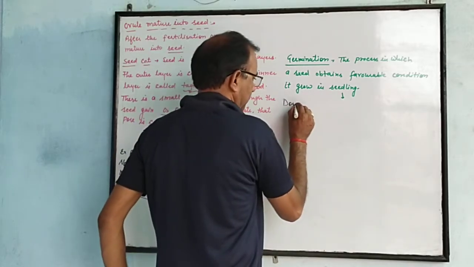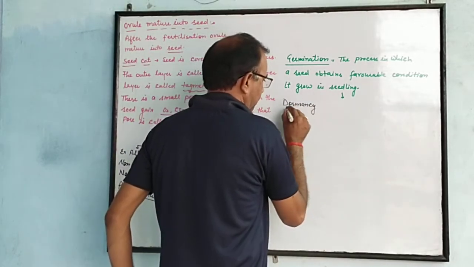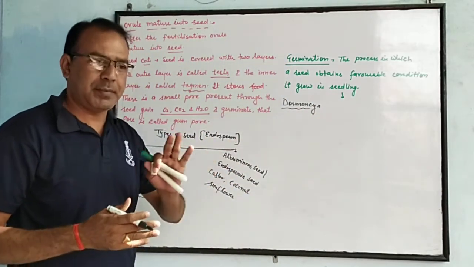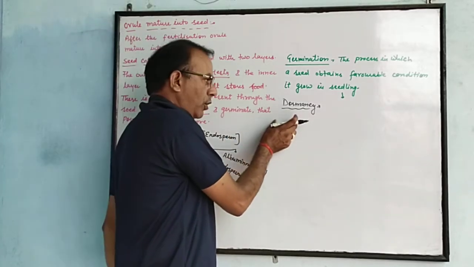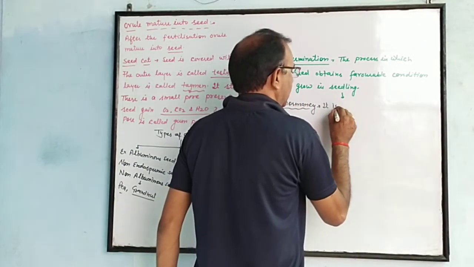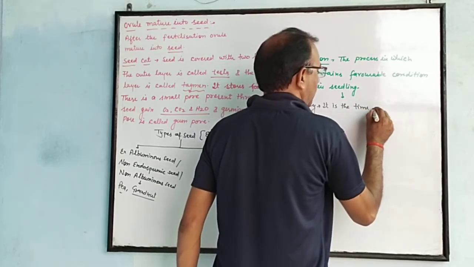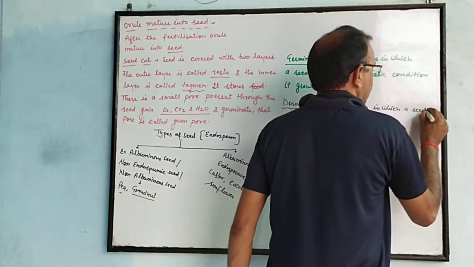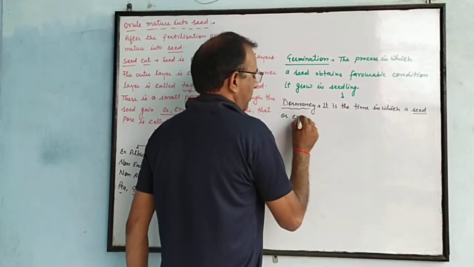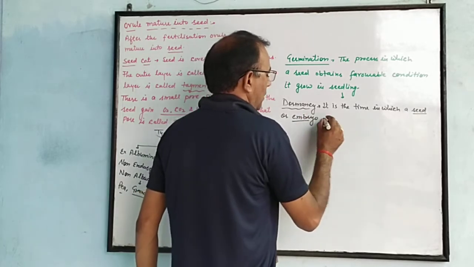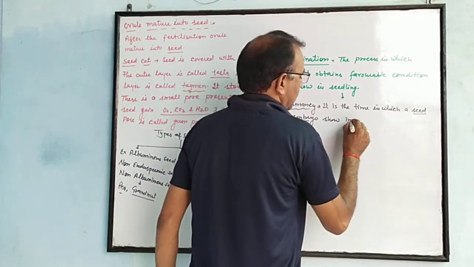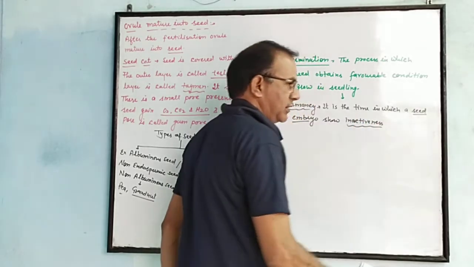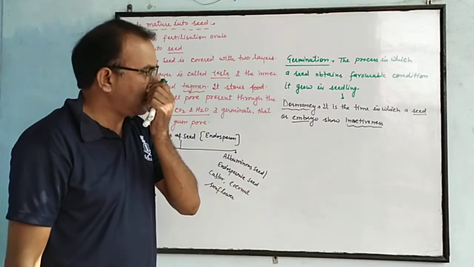The next one is dormancy. What is dormancy? It is the time period in which a seed or embryo is inactive. It means there is no growth taking place during this time period, which is known as dormancy.